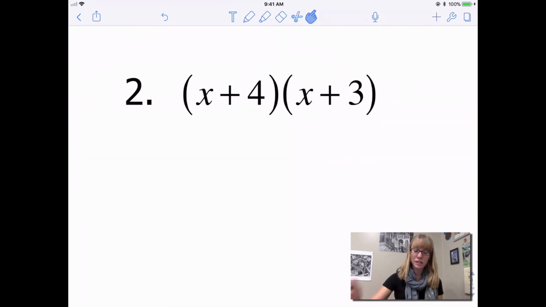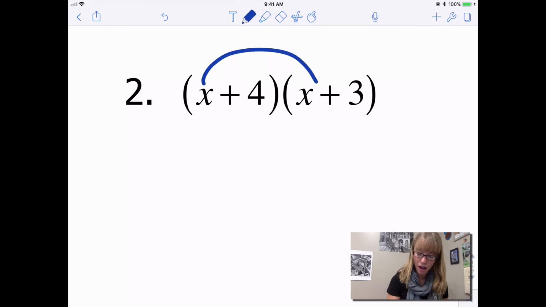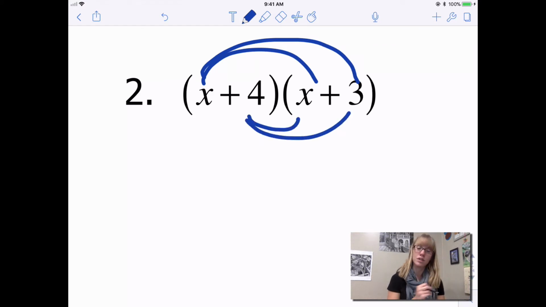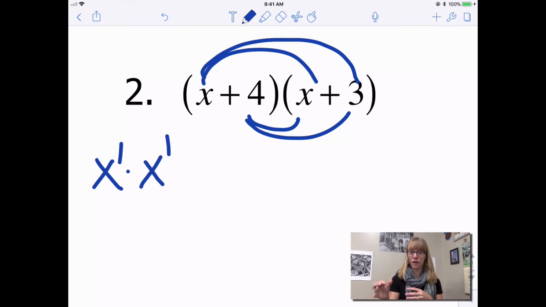Number 2 says x plus 4 times x plus 3. So in the last one, we had to multiply the first polynomial by everything in the second polynomial. We're going to have the same thing here, but first we're going to have our x multiplying to everything in the second polynomial. Then we're going to have the 4 multiplying to everything in the second polynomial. It's kind of like using the distributive property twice. So we'll go an x to the first times an x to the first, and remember we're multiplying, so each term we've got to multiply, and then plus x to the first times 3. That's the x multiplying to each piece.